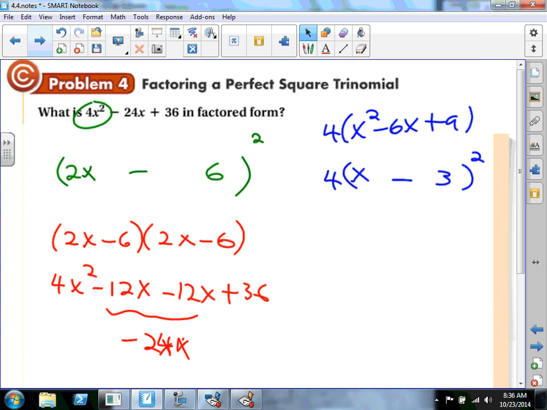So you might say to yourself, okay, well, which one's better? Which one's right? They're both right, but one is better. Who could tell me which one's better? The one on the left or the one on the right? The one on the right's better. Moral of the story, if you can factor out a GCF first, do it.